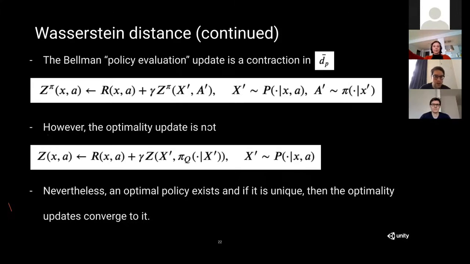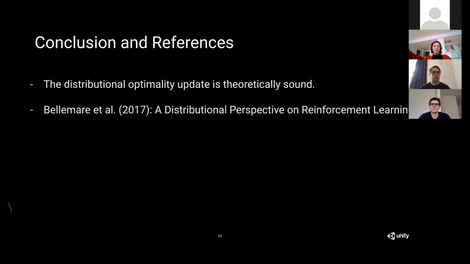But the unfortunate fact is that this optimality update that we are after is actually not a contraction in this metric. If you compare these two, the difference is that here the policy is not fixed, but we learn the policy as we go. So Q is the expectation of Z, and this keeps on changing as we go. So it's not a contraction, so we cannot directly say that everything works, but we have to have a more careful argument. We won't go into that argument, but basically an optimal policy does exist, and if it is unique, then these updates converge to it, but it need not be unique. So that's the story there. So here's the conclusion that this approach is theoretically sound, and there's a crucial reference.